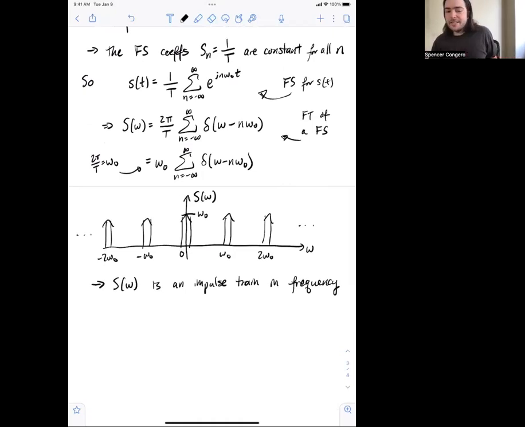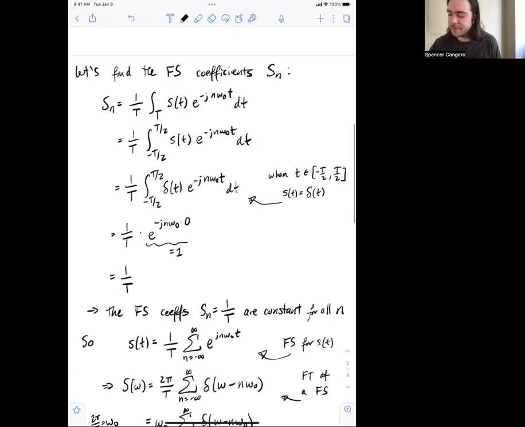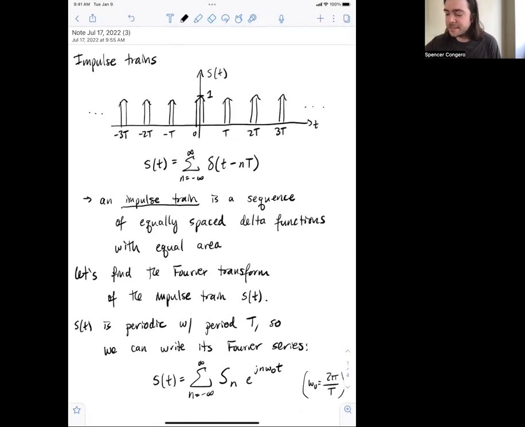Okay, so that's a nice thing to keep in the back of your head: when you have an impulse train in time and you take the Fourier transform, you get another impulse train in frequency. How is that impulse train different than the original? Let's compare. The original impulse train had delta functions, at least in this case, that all had height or area 1, and they were at integer multiples of the period, T.